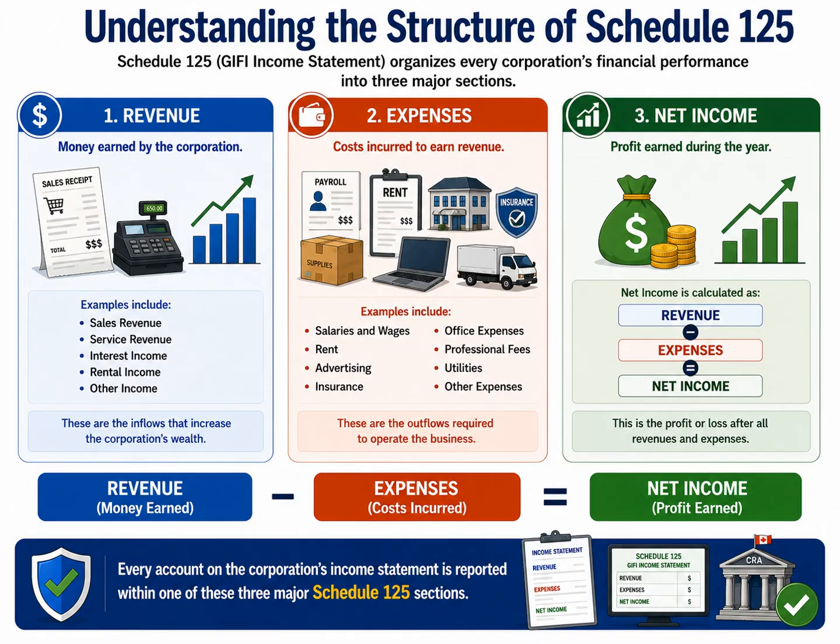The second section is expenses. Expenses are the costs the corporation incurs to earn its revenue. These may include salaries and wages, rent, advertising, insurance, office expenses, professional fees, utilities, and many other operating costs. In simple terms, expenses represent the outflow of resources required to run the business.